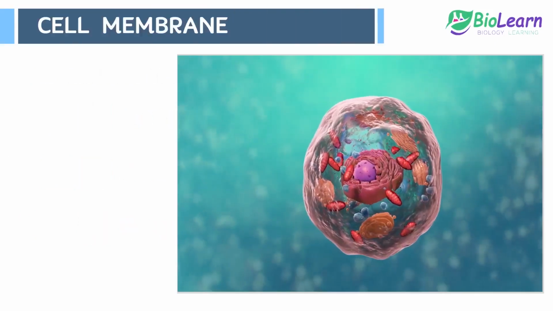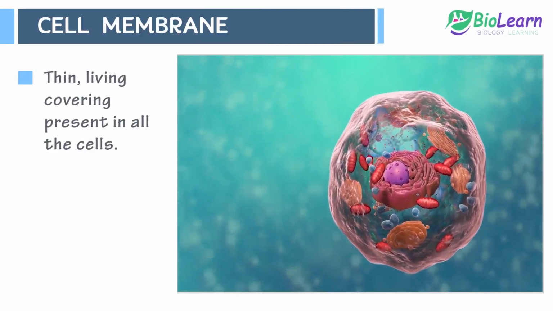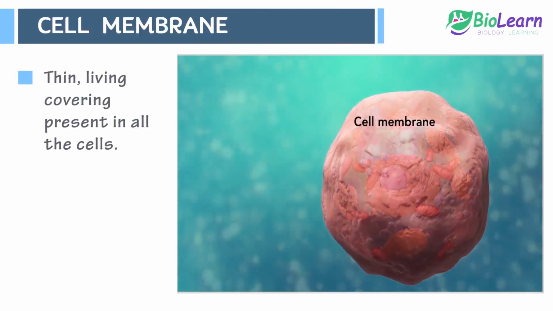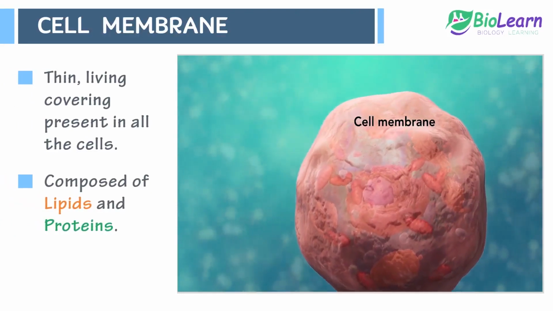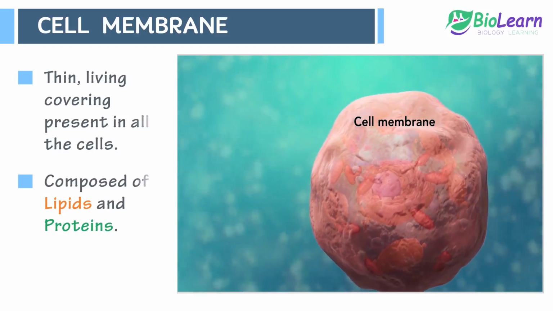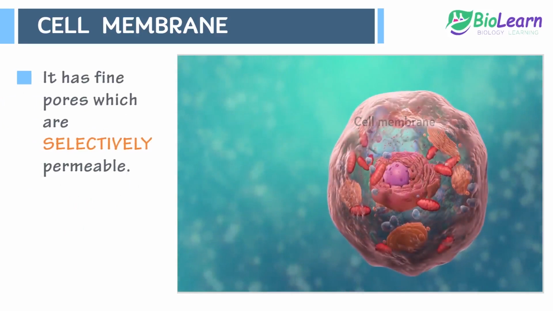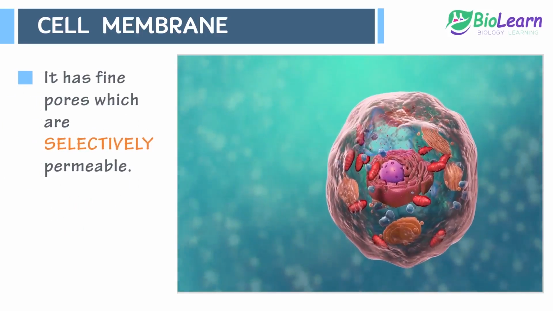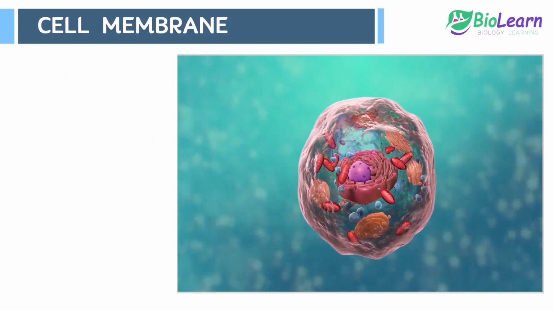Each cell is surrounded by a thin living covering called plasma membrane or cell membrane. It is present in all the cells and is composed of lipids and proteins. It separates cell contents from the external medium and helps in maintaining the internal environment of the cell. Plasma membrane has fine pores which are selectively permeable. That is, it allows only certain molecules to pass through it.